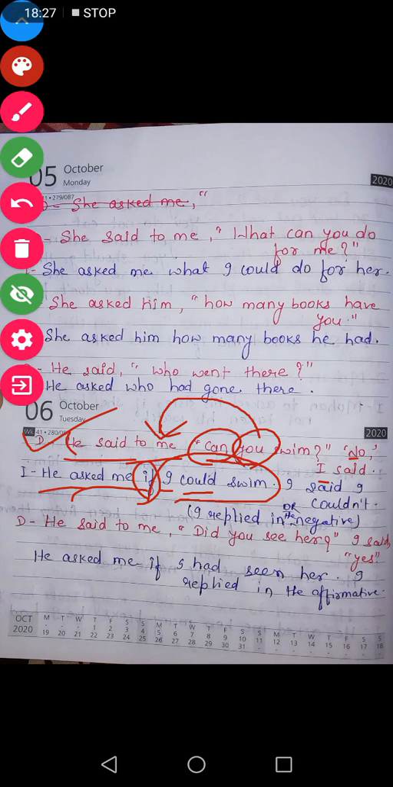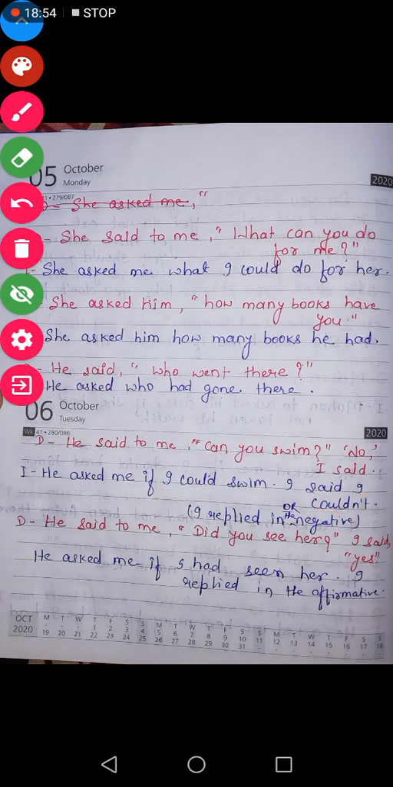Then "No," I said. How it will be changed? Students, it can be changed in two ways. Either you can write I said I could not. Why have I written I could not? Because here could helping verb has been used. So when you are replying in negative way, you will write here could not. Or another way of changing is that up to here it will remain same. He asked me if I could swim, and after this you can write I replied in the negative. It also means the same thing. It also means I said no.